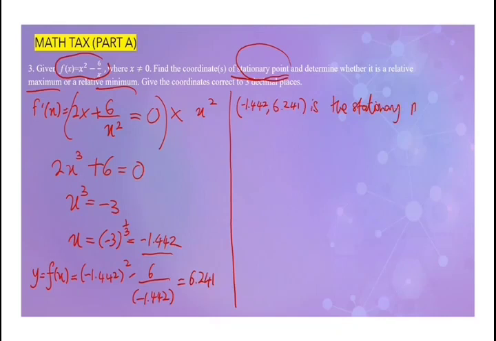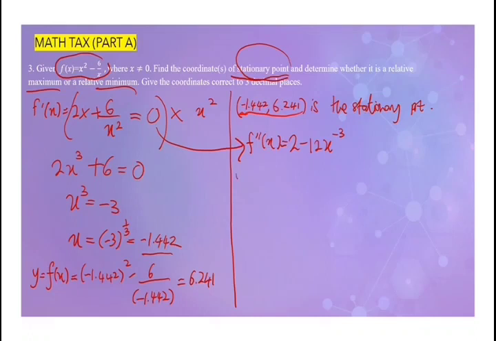Okay, the next step is how to determine whether this point is a maximum or minimum. So we need to do the second derivative. So from the first derivative, we differentiate again to get the second derivative. So f double prime is equal to 2 minus 12x to the power of negative 3. And then we substitute the value of x into the second derivative.